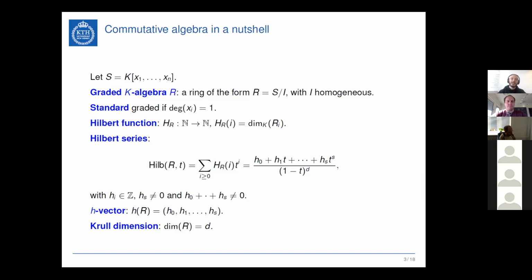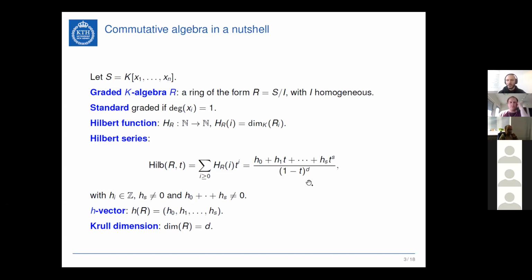It's very classical to do some generating functions with it, so to plug the Hilbert function into a power series. We take the infinite sum of the Hilbert function times t to the i, and it's a classical theorem that this can be represented as a rational function. At the denominator, I have (1 minus t) to a certain power, and I make sure that the polynomial at the numerator is not divisible by 1 minus t. This defines the numerator polynomial and this number d, once I divide out all the factors of 1 minus t that I can.